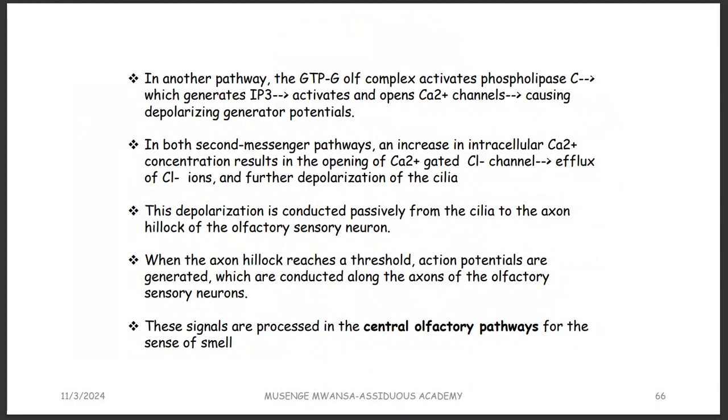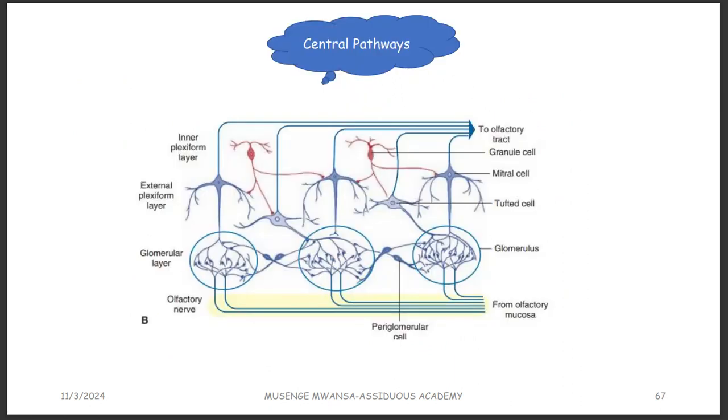And at the end, because we have this depolarizing generator potential in both mechanisms, leading to calcium influx or an increase in calcium concentration, that increased calcium concentration is going to open what are known as calcium-gated chloride channels. That will cause the chlorides to start leaving the cell, and that leads even more to depolarization. When the depolarization reaches the axon hillock, it will generate a true action potential when you reach threshold, and then information is going to be sent to the central olfactory pathway.